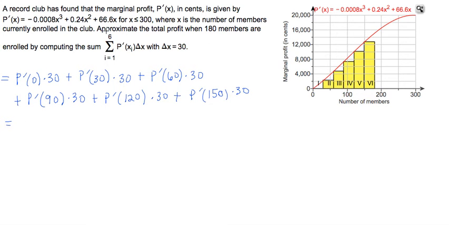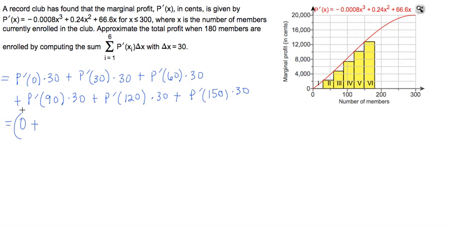P prime of 0, if we plug in 0 here, we're going to get 0. Plus, okay, I'm going to do 2 things here. I'm going to calculate the exact values of those 5 derivatives using this function. I'm also going to just go ahead and factor the 30 out completely, and then I'll put a big times 30 at the end, just because it's a little bit easier to compute all these numbers.